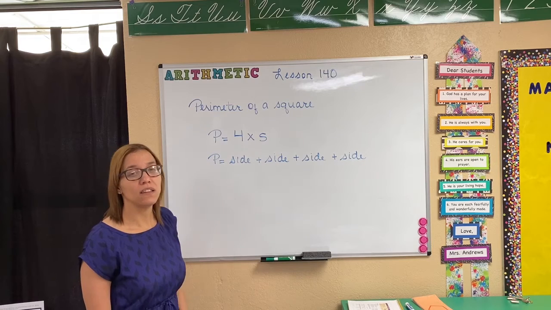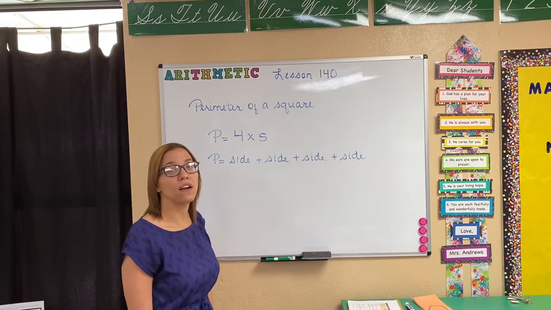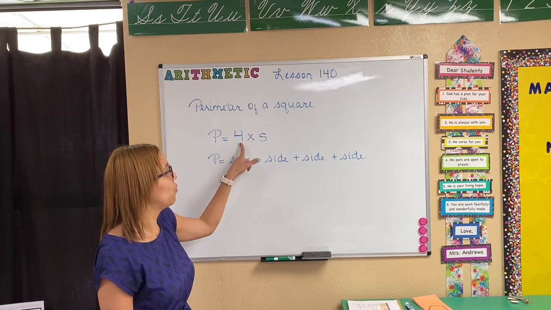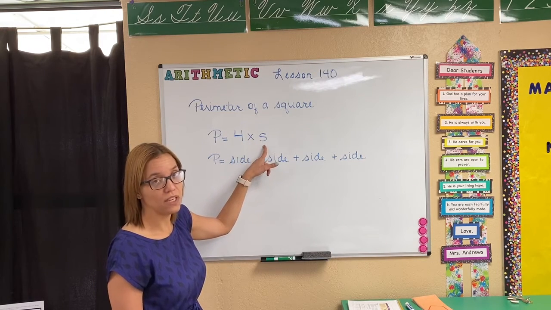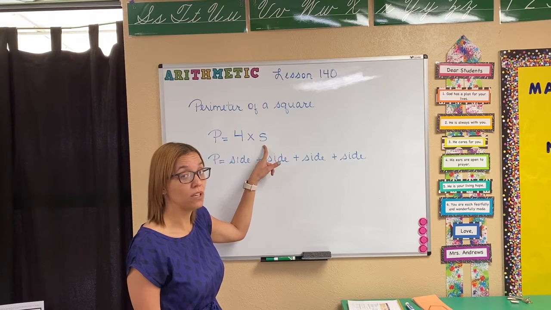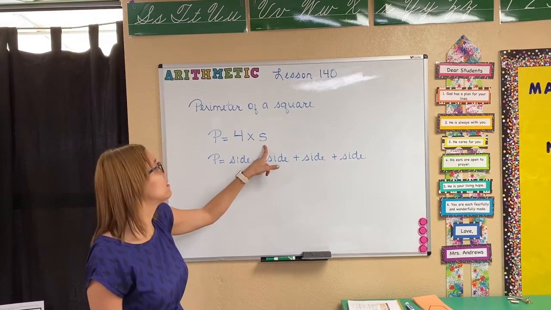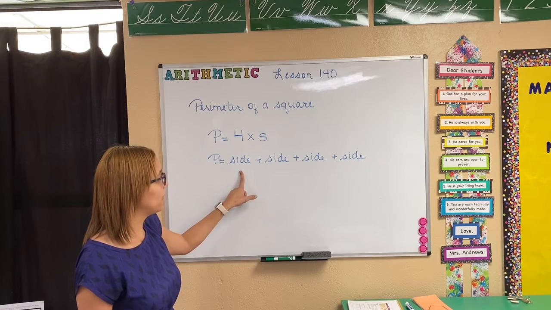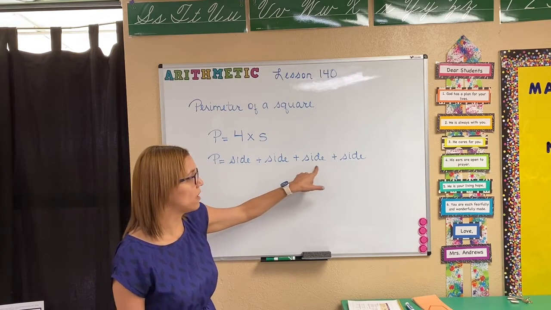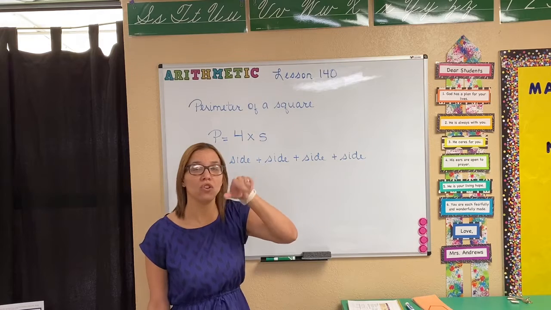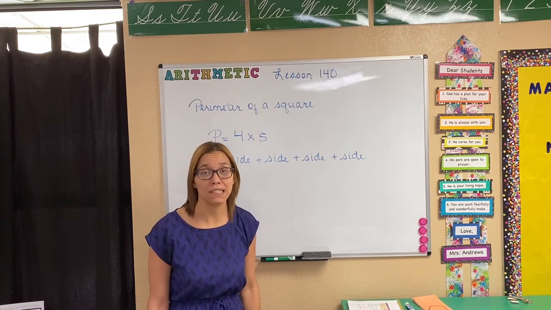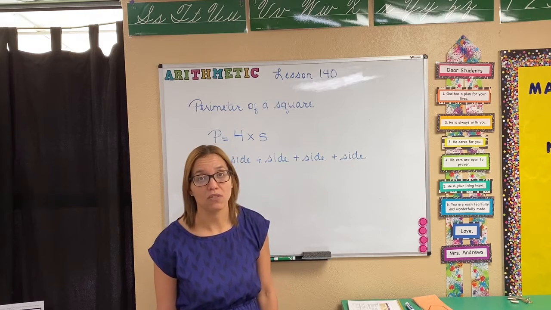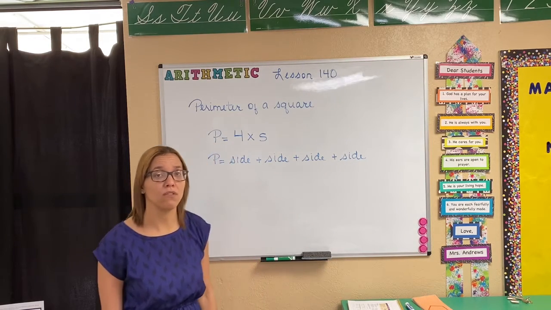So if the sides of the square are 2 feet, I would do 4 times 2, and that would give me 8. So perimeter equals side plus side plus side plus side. You add the 4 sides of a square, and that is your perimeter. That's how you calculate the perimeter of a square.